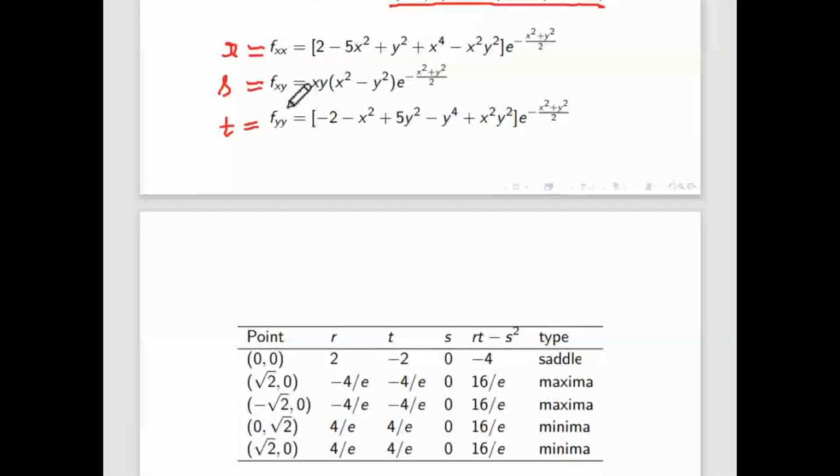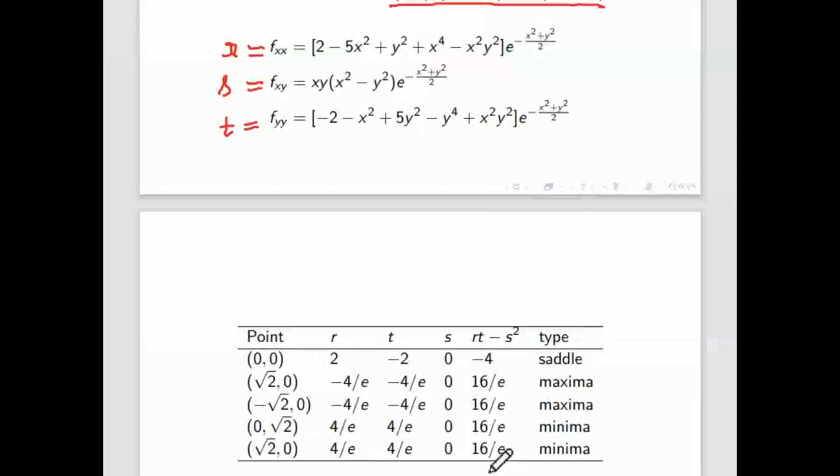Like if the point is (0, 0), what is the value of s? If you put 0, it will come 0. At (root 2, 0) also, if you put y equal to 0, you will get 0. So all points give s value 0. For r, if you put (0, 0), all these terms go to 0, e to the power 0 is 1, so you will get only 2. So rt minus s square is negative. Once it comes negative, the point is a saddle.